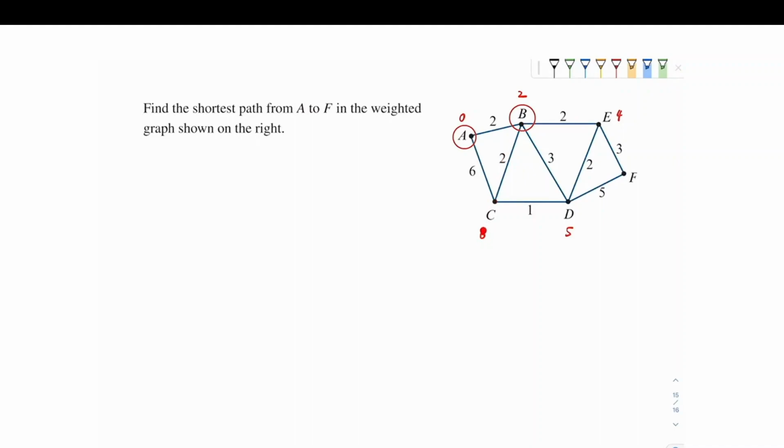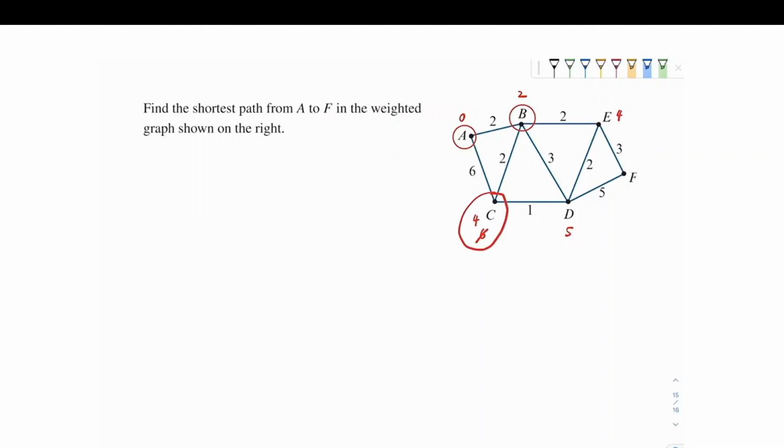Now because 4 is smaller than 6, we're going to cross out the 6 over here and relabel it as 4. And basically out of our 3 new vertices, we have 4, 5, and 4. And we circle the one with the lowest value. In this case, we've got C and E both having the same value of 4. It doesn't matter which one you circle, so I'm going to choose C in this case.